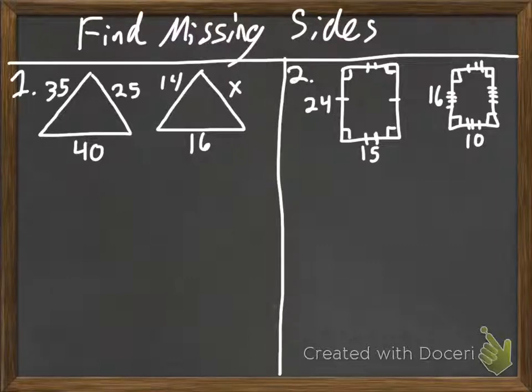Next we're going to talk about finding the missing sides. And to do this, we're going to assume that both of these are similar.